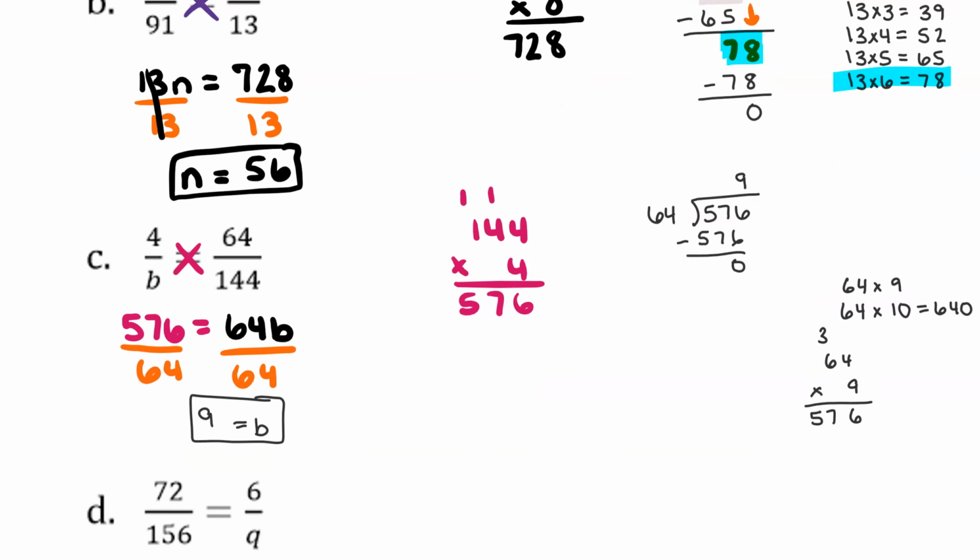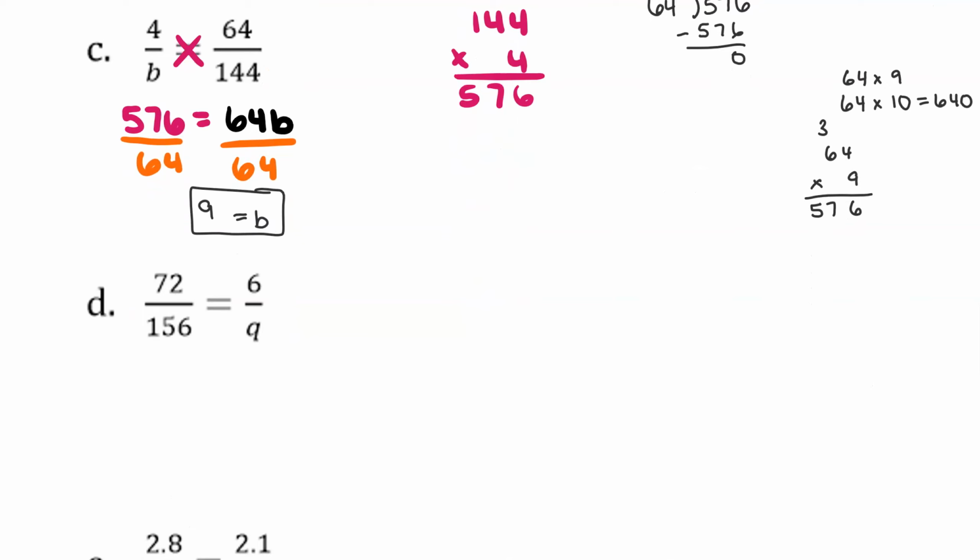Let's try another one. So 72 over 156 equals 6 over q. I'm going to cross multiply. Now doing 72 times q is straightforward because it's just 72q. But 6 times 156 seems a little large, so let me do it out here.